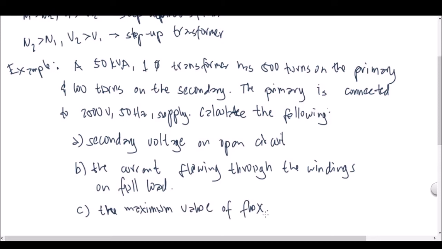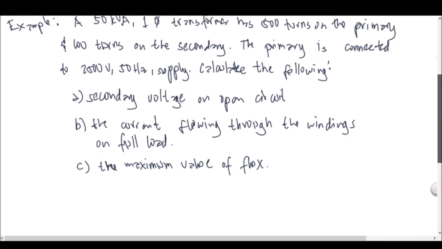A 50 kVA single phase transformer has 500 turns on the primary and 100 turns on the secondary. The primary is connected to a 2500 volt, 50 hertz supply. So we need to calculate the following: the secondary voltage on open circuit, the current flowing through the windings on full load, and the maximum value of the flux.